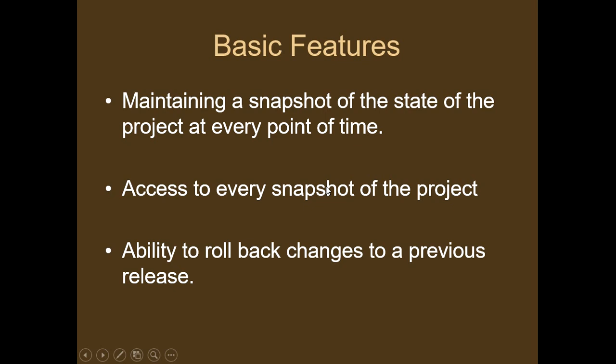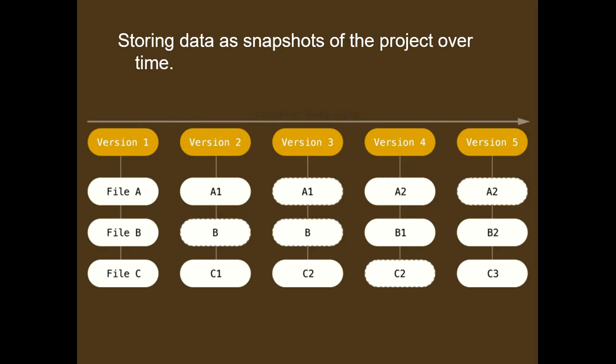Basic features. What are the features of a VCS? The main feature of a VCS is to make sure that there is a snapshot of the state of the project at every point of time. It also allows you to access every snapshot of the project. And you can, as we discussed earlier, roll back. So this diagram pretty clearly shows what the function of a VCS is.